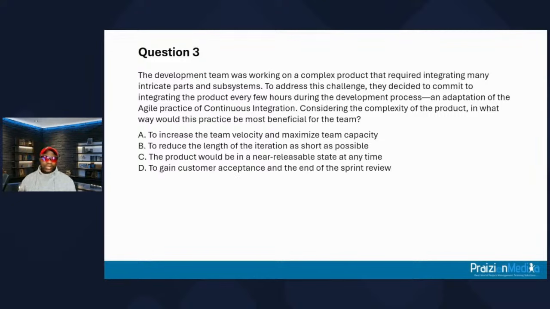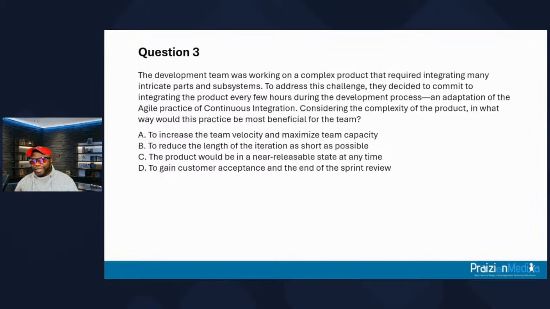B, to reduce the length of the iteration. Why would you want to do that? That is not the mindset in the world of Agile. Remember, when we have an iteration of a particular length, it's okay to keep that iteration, that time box. Agile is all about what you can fit in the box, right? How much scope can you fit in the box? Which scope can you fit in the box? So it's not about a race of time like it is in the world of sometimes predictive. So that's not the best option.